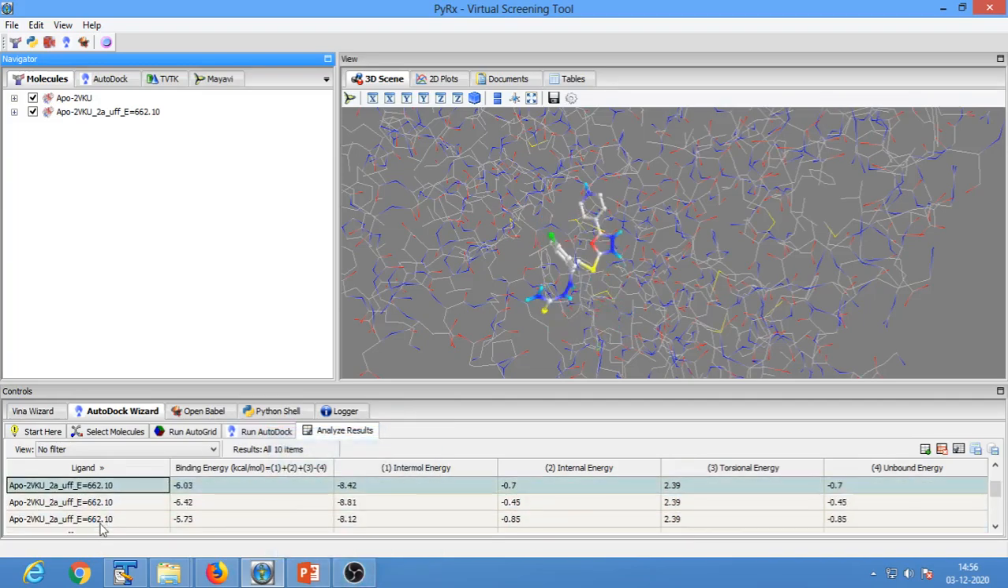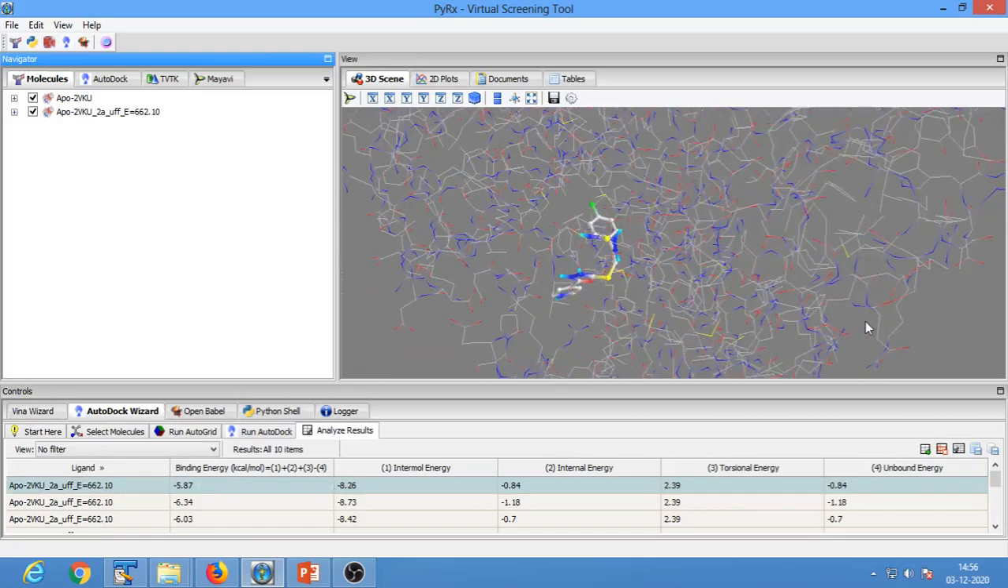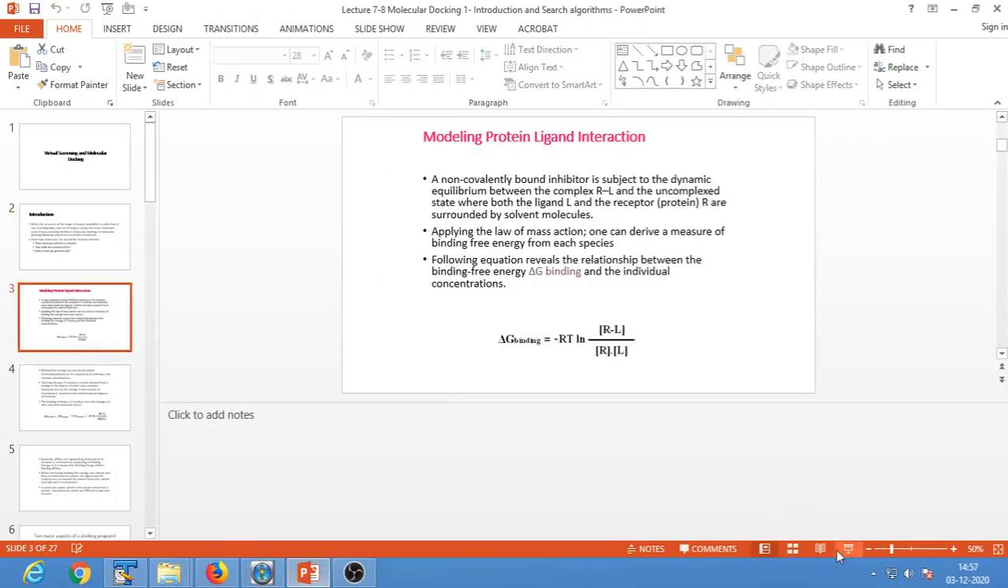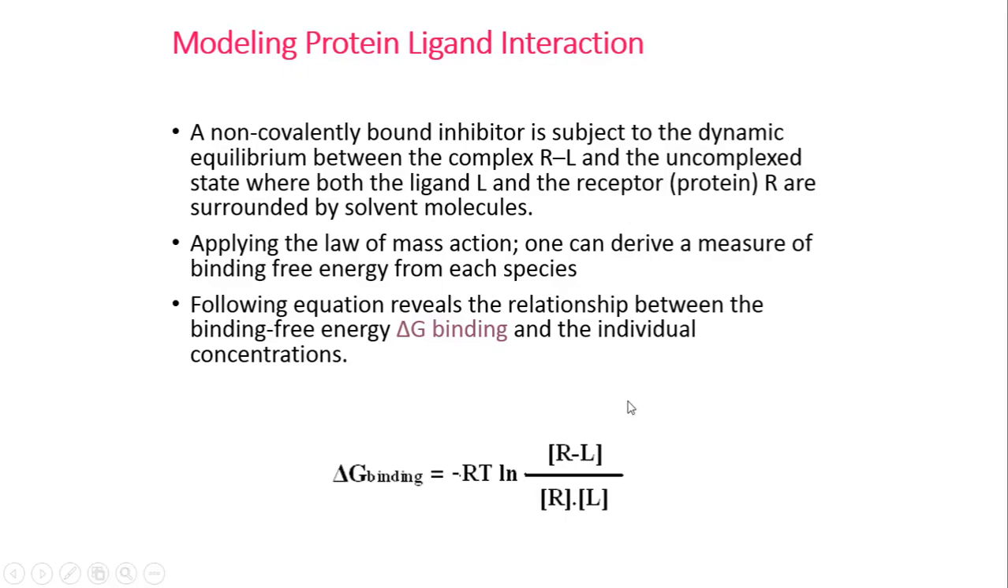Okay, so this is what you would expect in molecular docking. Given the two molecules, the protein molecule and a ligand molecule, will they form a complex, how stable that complex can be, and how would that complex geometrically look like. Okay, so this is how you answer all of these three questions using molecular docking. But now let us go to the theoretical details.